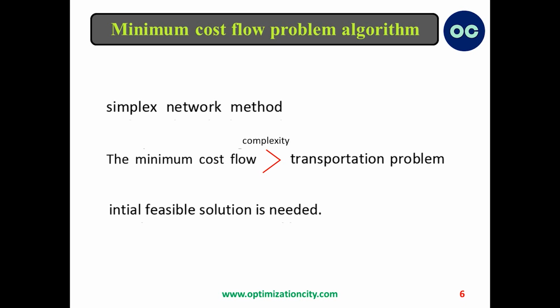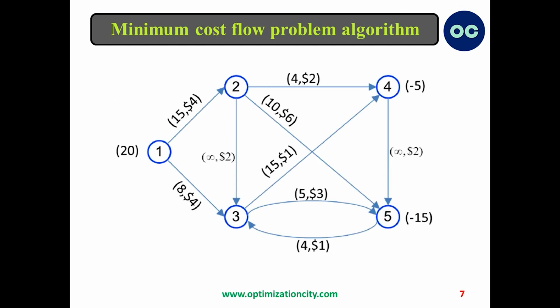To solve this problem using the Simplex method, we need to find the initial basic solution. This process is slightly different from the transportation problem and requires significant effort. Let's assume that we already have an initial basic solution for now, but we will discuss how we can find the initial basic solution in the next section. We will illustrate the application of the Simplex network method to the minimum cost flow problem through an example here.